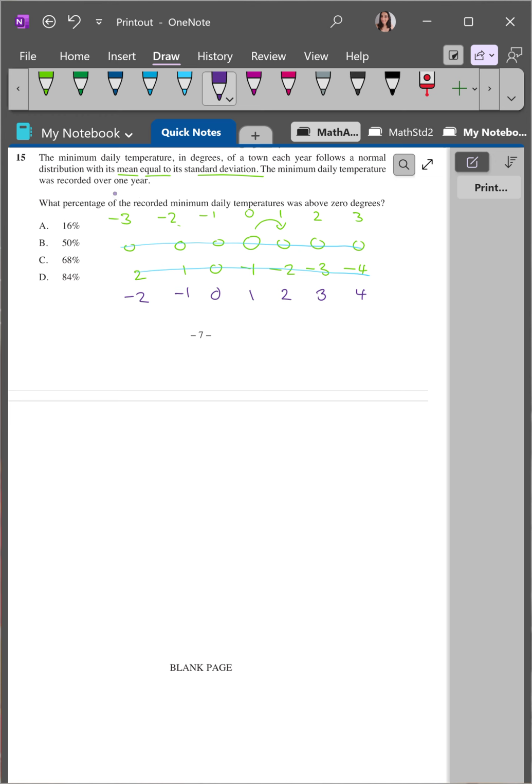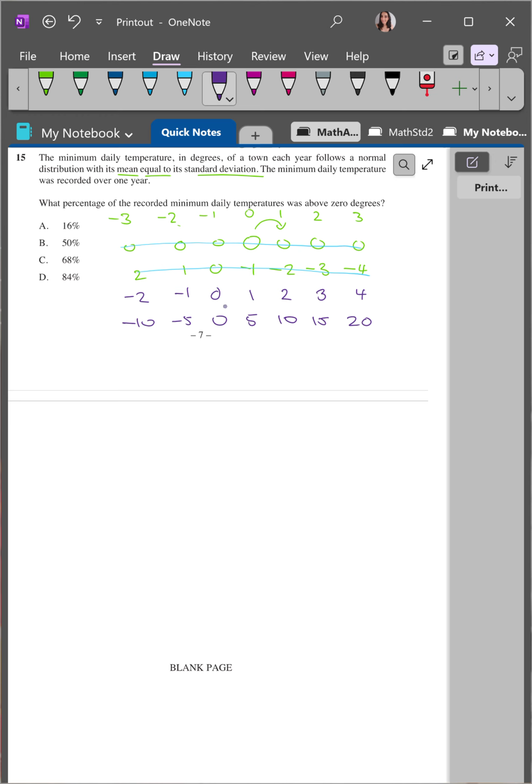Now, we can see that it's asking for the percentage of the recorded minimum daily temperatures that was above 0 degrees. So in this situation, 0 degrees is at the minus 1 z-score. But let's just double check. I'm going to put in another random number. Let's say 5. If 5 is the mean, that means the standard deviation is also 5. So then we need to add 5 to get to z-score 1, which is 10. Add 5, 15, add 5, 20. Subtract 5, 0, subtract 5, minus 5, and then subtract 5, minus 10.